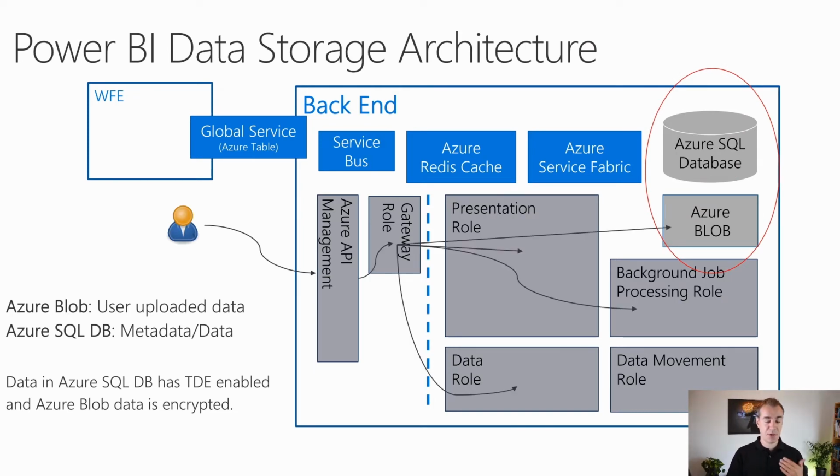So again, data is being stored, and when a user comes in, it goes through the API management, the gateway role, presentation role, and data roles. And in the end, data is stored in two different places, in an Azure Blob storage or in an Azure SQL database. Azure Blob storage contains user uploaded data, so a Power BI desktop file, for example, or the actual model is stored in Azure Blob storage. In Azure SQL DB, that's generally where we store the metadata and some data too, like in the push dataset scenarios.